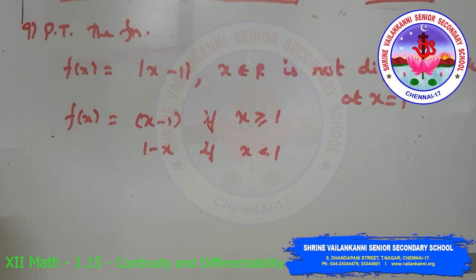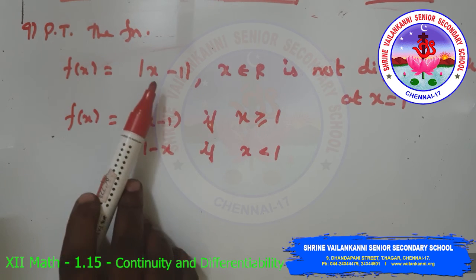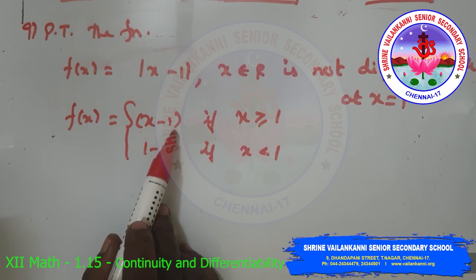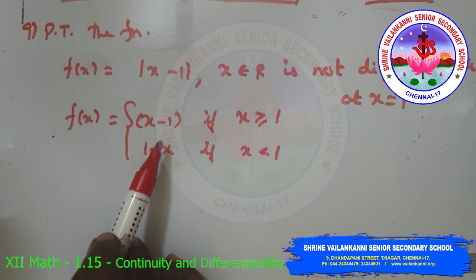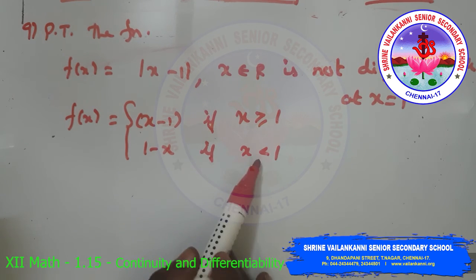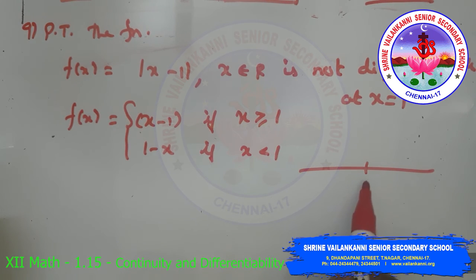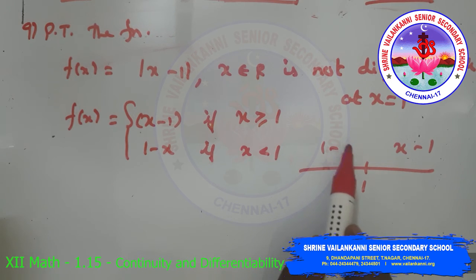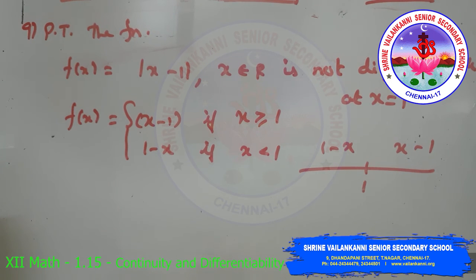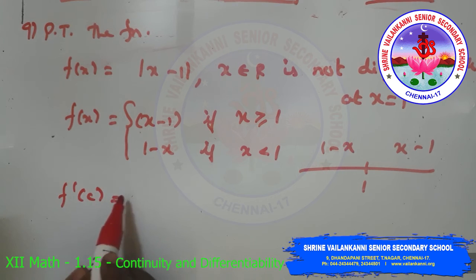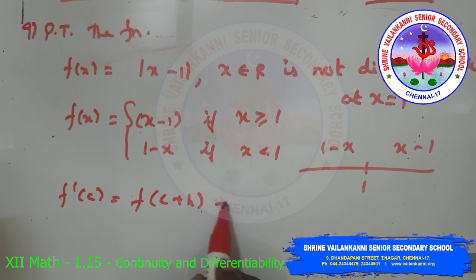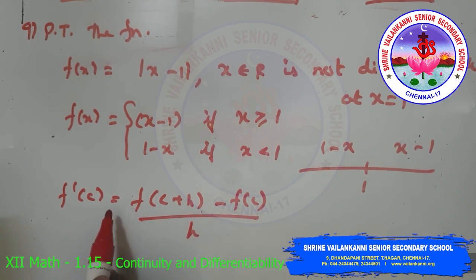9th question, prove that the function f given by f of x equal to modulus of x minus 1, x belongs to R, is not differentiable at x equal to 1. So modulus of x minus 1 is positive of x minus 1 if x is greater than or equal to 1, and minus of x minus 1, which is 1 minus x, if x is less than 1. So to the right of 1 we have x minus 1, to the left of 1 we have 1 minus x. So using f dash of c, which is equal to f of c plus h minus f of c whole by h, where limit h tends to 0.